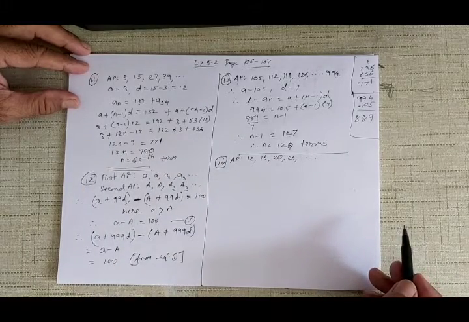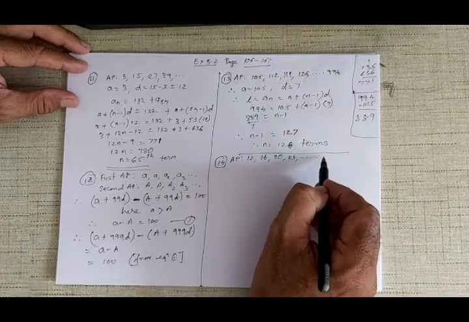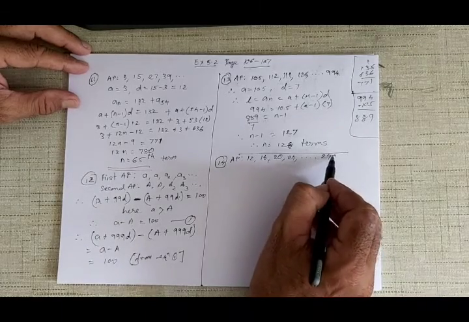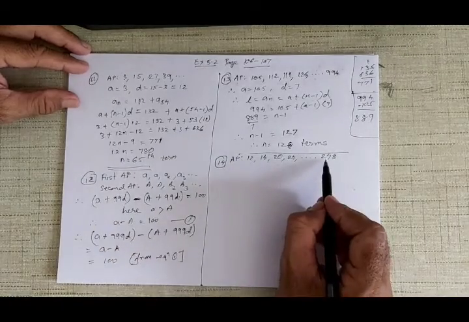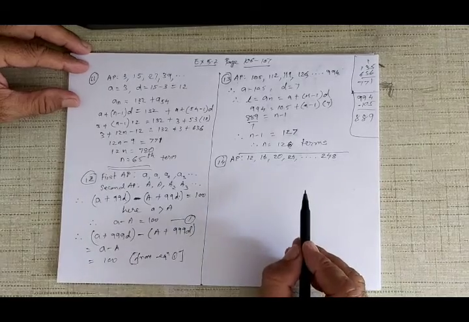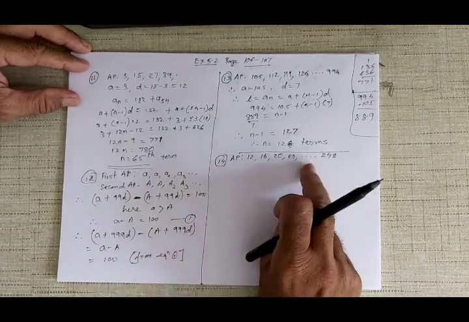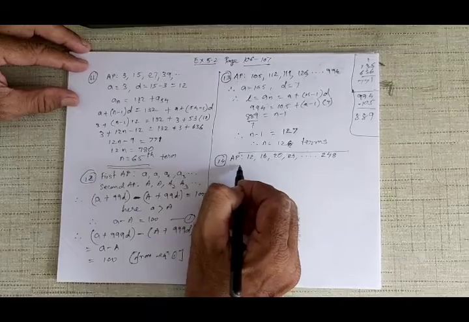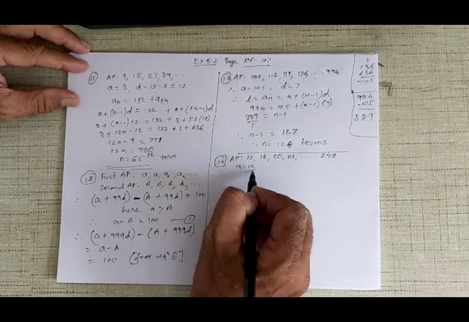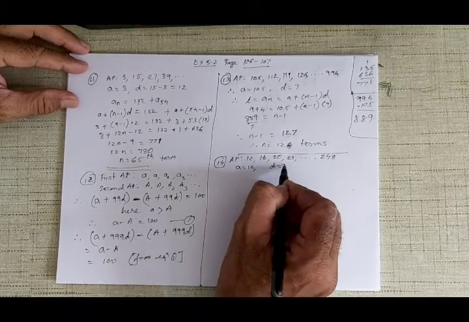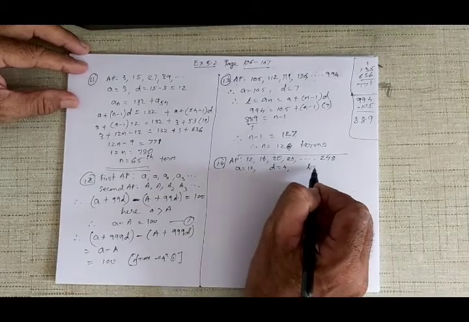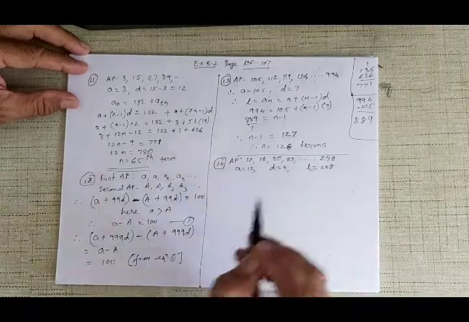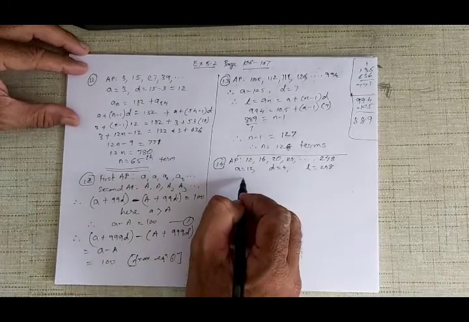But 250 is not divisible by 4. 248 is divisible by 4. 4 6s are 24, 4 2s are 8. Okay, so that means how many now? The same question here. A is equal to 12, right? Common difference D is equal to 4, and the last term is 248. Okay, so now we apply the same formula.